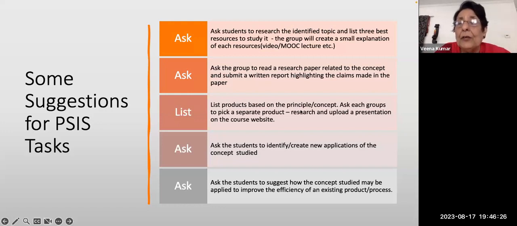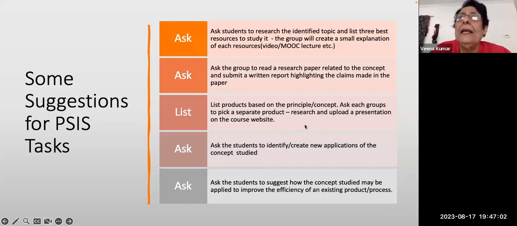List products based on a principal concept. Ask each group to pick a separate product, research it and upload a presentation on the course website. Everything will be done outside the class for this. Ask the students to identify and create new applications of the concept studied. Or you can ask the students to suggest how the concept studied may be applied to improve the efficiency of an existing product or a process, something like that.